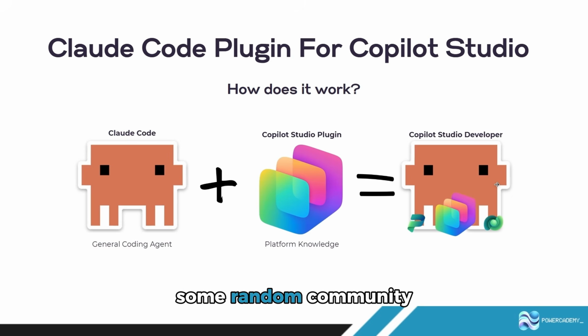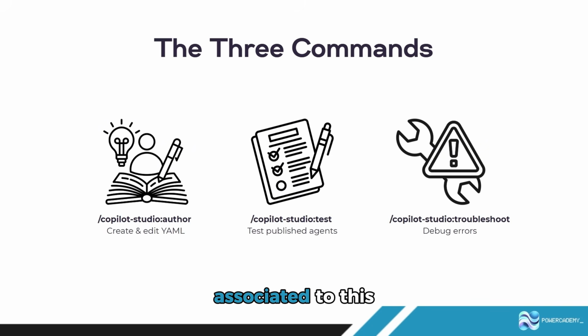And this isn't some random community tool either, this is directly from the CAT team. And these are the people who are inside of Microsoft who are actually advising these businesses on how to architect these types of agents. They've taken their best practices and knowledge from the schema and put it directly into this plugin for your use. There's 3 main commands that are associated to this plugin.